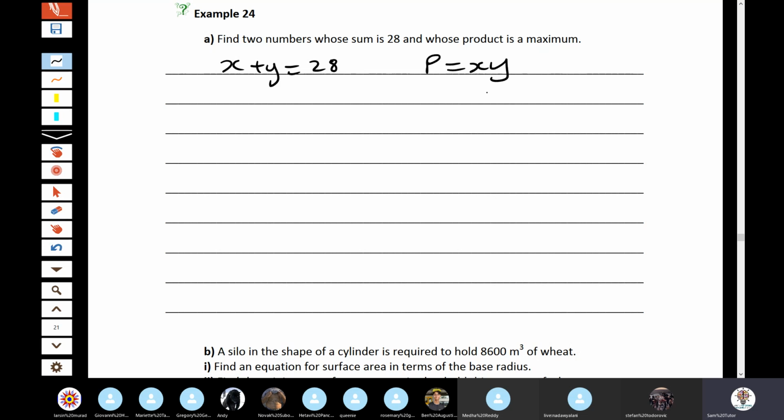Product is XY. And that looks almost like perimeter and area again. Right? The perimeter is 28 and the area is X and Y. That's like maybe 2 sides, just so you guys can see. If I had 2 sides covered and I wanted to fence 2 sides, this would be X, this would be Y. That's exactly the same question, just worded differently. All right, all good. I'll make Y the subject, sub it into P, and I get 28x minus x squared, and then differentiate.